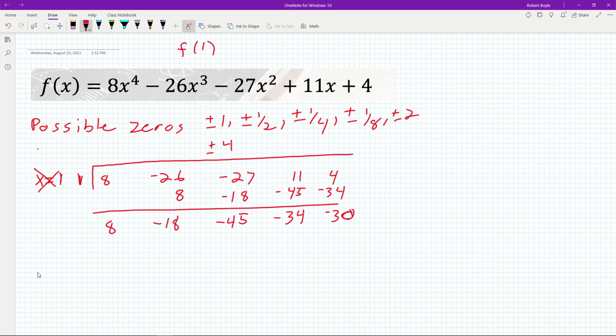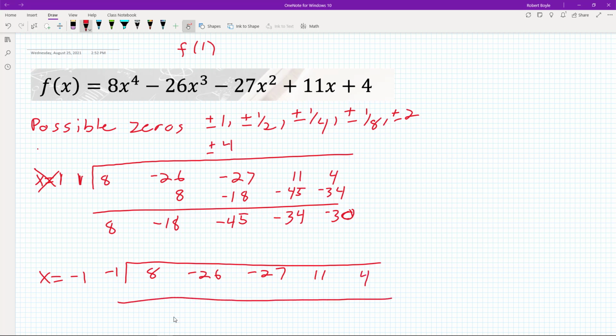Okay, let's take a look at x equals negative 1. In this case, we're going to do the exact same thing, except we're going to replace our 1 here with a negative 1. So we have negative 1, 8, negative 26, negative 27, 11, and 4. Okay, so here's my line. Bring down my 8. Negative 1 times 8 is negative 8. Negative 26 minus 8 is negative 34. Negative 1 times negative 34 is positive 34.